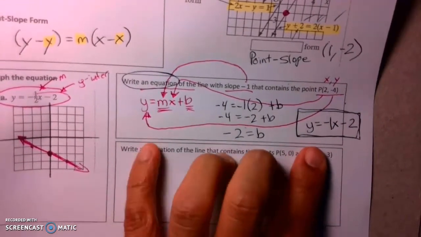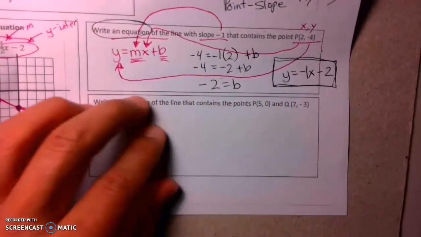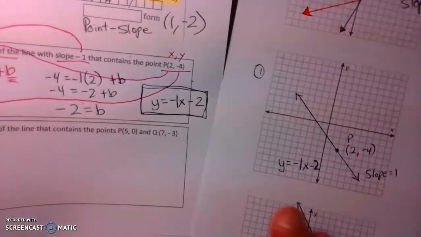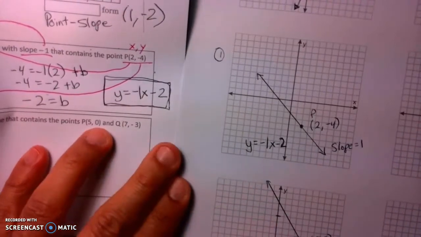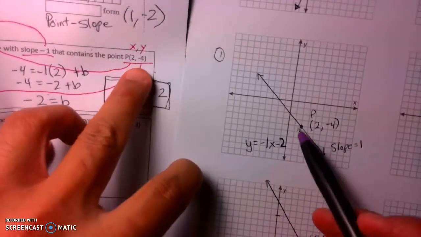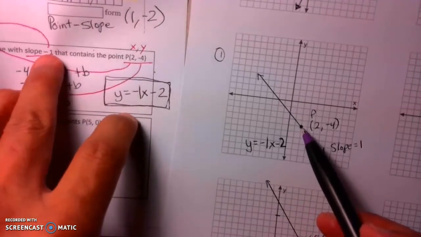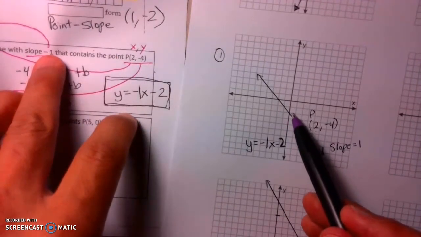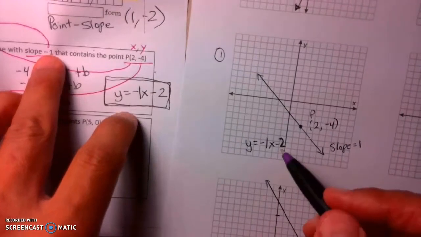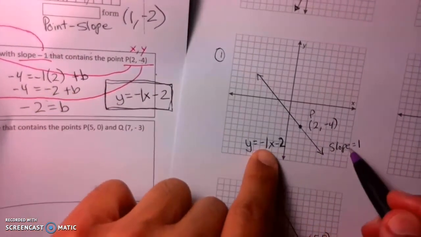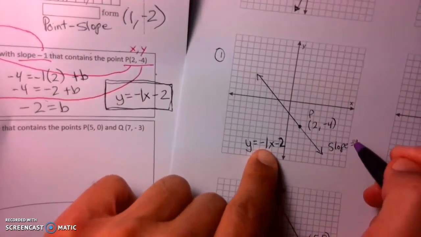Okay, all equations, like this one here, can be graphed. So I actually graphed it, and you don't have to do this. But basically, here it is. Here was the original point, 2, negative 4, 2 over, negative 4 down. It has a slope of negative 1, so 1 up, 1 across, 1 up, 1 across, 1 up, 1 across. If you'll notice, there's the slope number, negative 1. Whoops, this should have been negative 1 here.